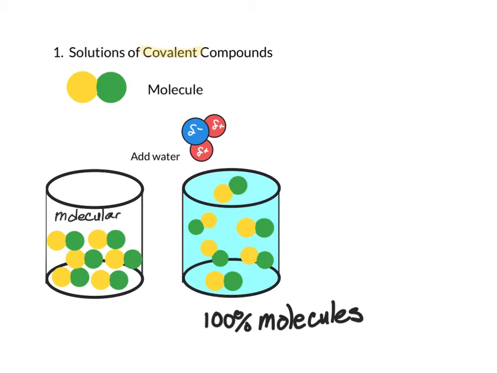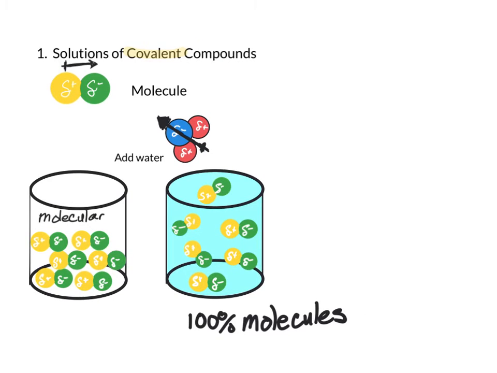We started with molecules, we finished with molecules, they're just now separated from each other. Notice that this molecule must be a polar molecule to be soluble in water. So we're going to model that with a partial positive on the yellow part and a partial negative on the green part, and see what happens when it dissolves in water.